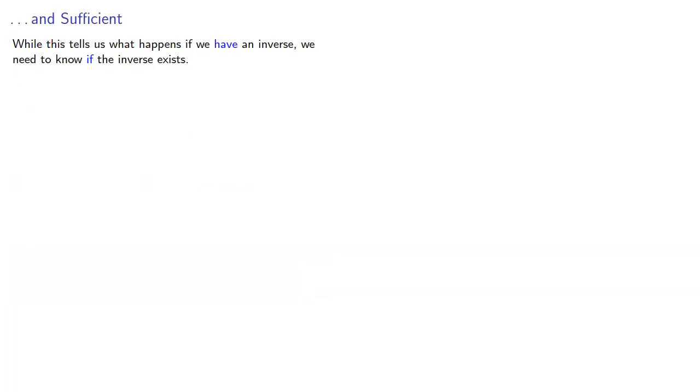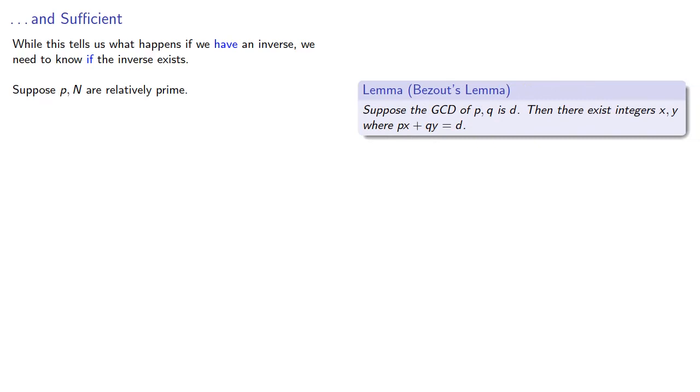While this tells us what happens if we have an inverse, we need to know if the inverse exists, so we're looking for a sufficient condition. Our results suggest that we may want to start with the case where p and n are relatively prime. For this, we'll need something called Bézout's lemma. Suppose the greatest common divisor of two numbers is d, then there exist integers x and y where px plus qy is equal to d. In other words, we can express that greatest common divisor as a linear combination of the two numbers.